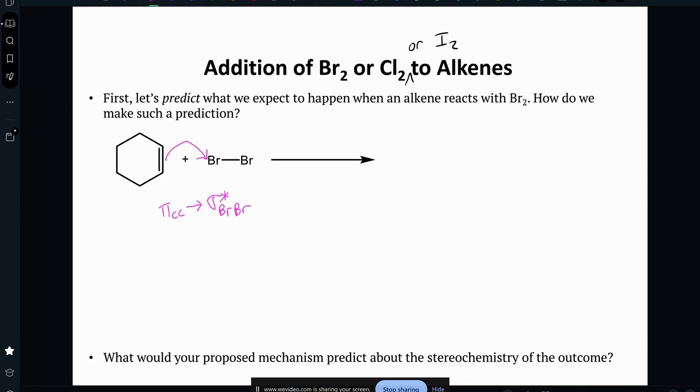And if I do that, I'm going to break that bromine-bromine bond. That's going to bond the bromine to one of the carbons. I have an arbitrary choice. I could bond it to the top carbon or the bottom carbon. It doesn't really make a difference. So I'll choose the top carbon. If I did that, it would leave a carbocation here on the bottom carbon.